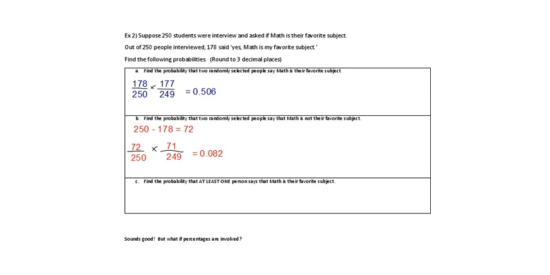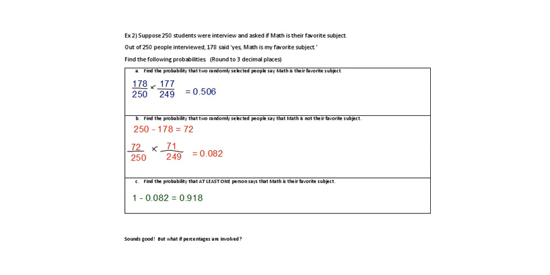Now for at least 1. Now, to do at least 1, it's going to be 1 minus the previous answer. So 1 minus 0.082, which is equal to 0.918. So that's roughly 92% that if you pick two people, at least one will say they love math.